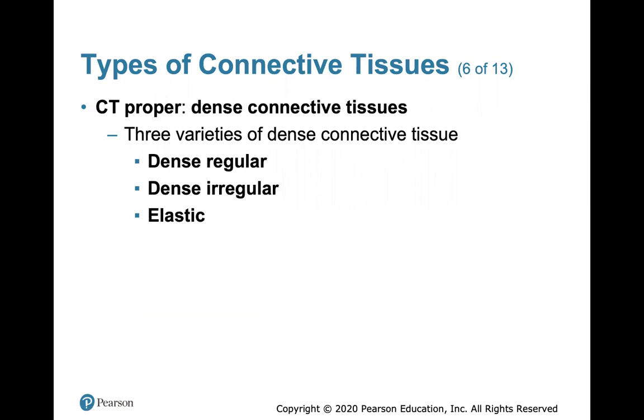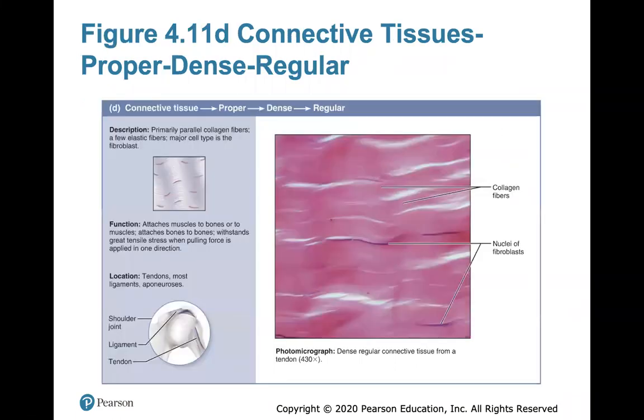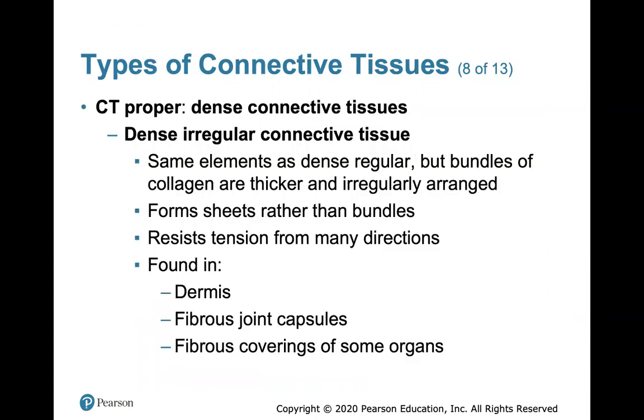Then we have dense regular, dense irregular, and elastic. Dense regular has a high tensile strength with tightly packed bundles of collagen fibers that run parallel to each other. It has fibroblasts and very few cells and ground substance. Mostly it's just made of fibers. So you'll see dense regular connective tissue looks like very tight bundles of collagen stacked right on top of each other, running parallel, and very few cells in dense regular. It makes up your ligaments and tendons, so it provides high tensile strength.